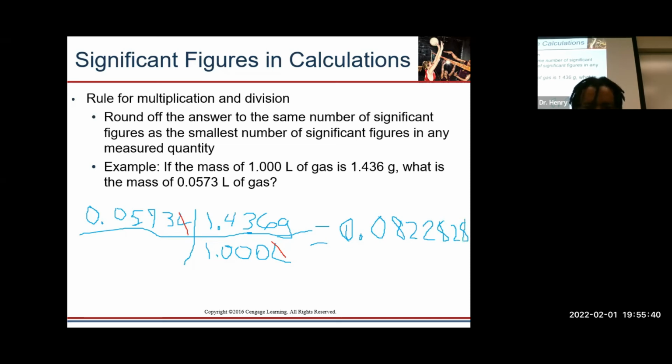So I get 0.0828. And that's grams. Sorry for running out of room. Okay, so how many sig figs should I have? I heard somebody say it over here. 3 sig figs. So my answer should be 0.0823. That's good.